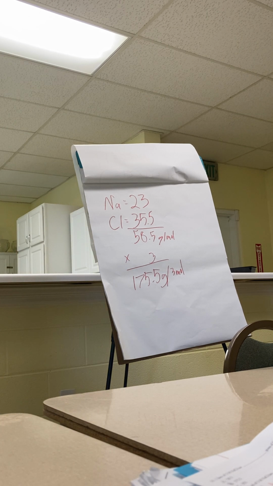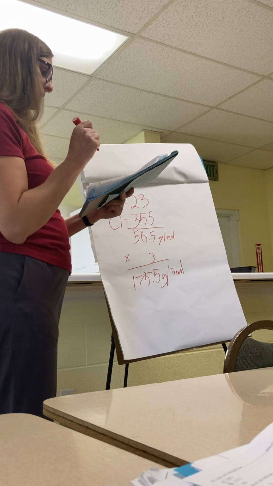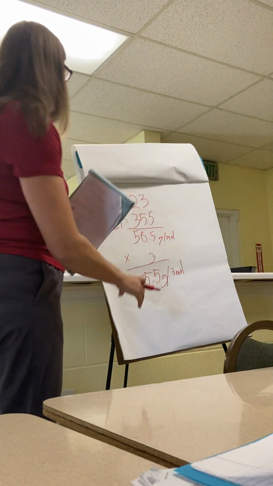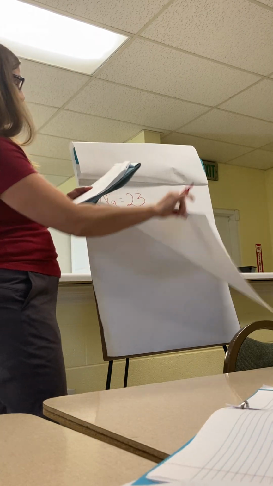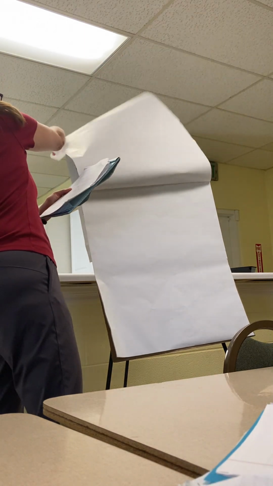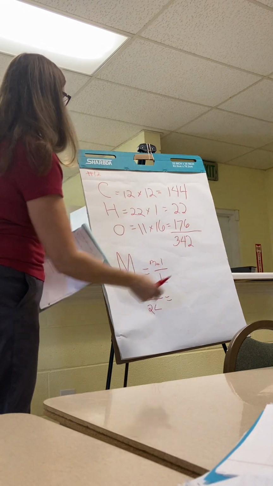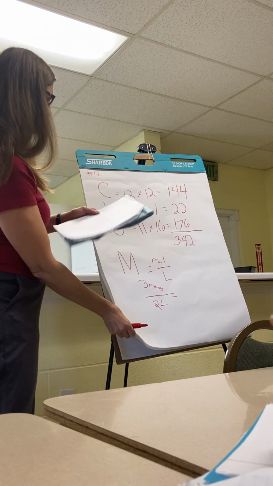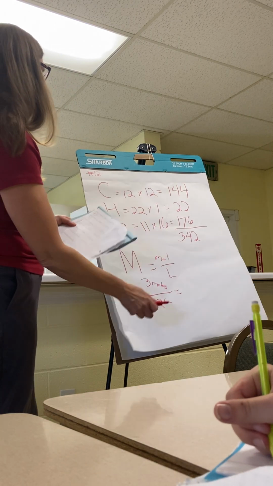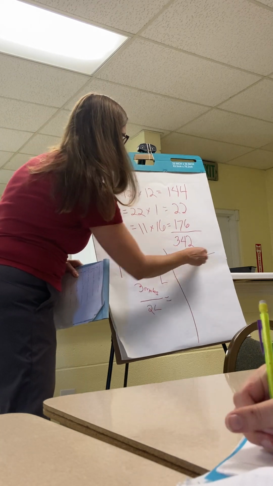All right, anyone have another one? 17. All right, that's a good one. For this one, we're starting off with that same big molecule. What was our molar mass for that one? 342. Same molecule? Yes. All right, so 342 grams per mole. I'll be able to solve it here.